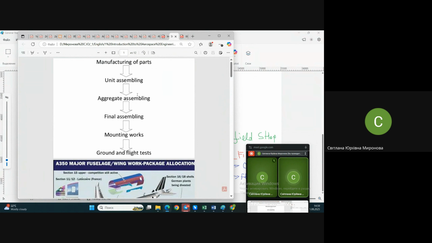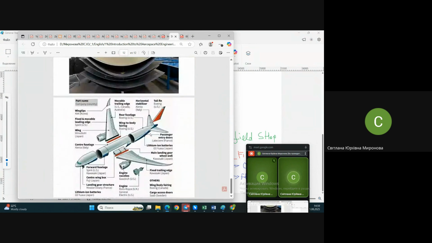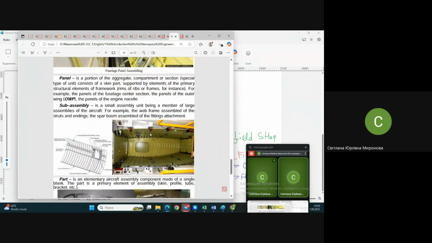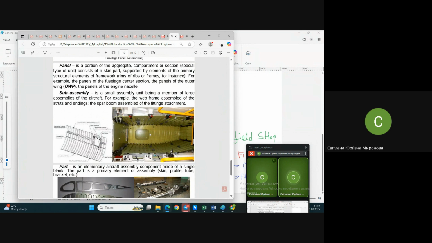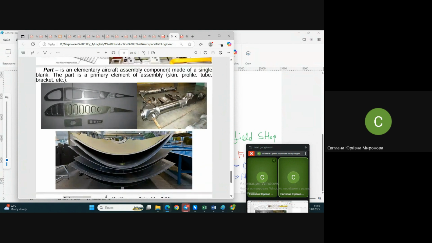I haven't finished the story about the technological division. What does technological division mean? Aggregates, compartments, sections, units, a panel as a kind of unit. A part is considered the least structural assembly component, the least in division, not least by its role or meaning, but the least, though not last. An elementary assembly component made without assembly operations is considered a part. Examples of parts you have already seen dozens of times.